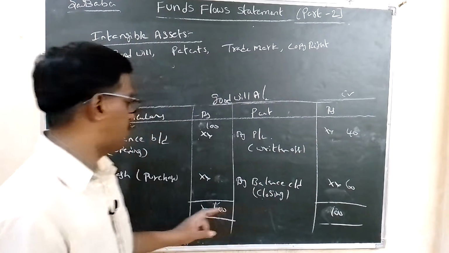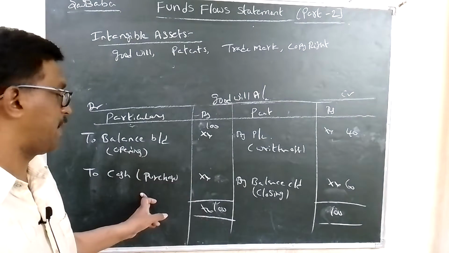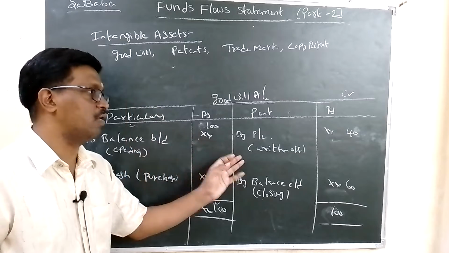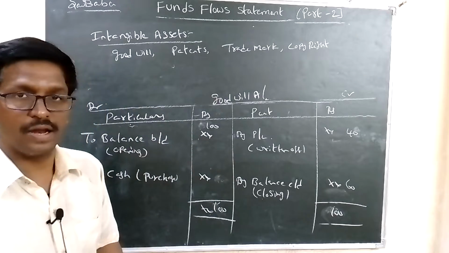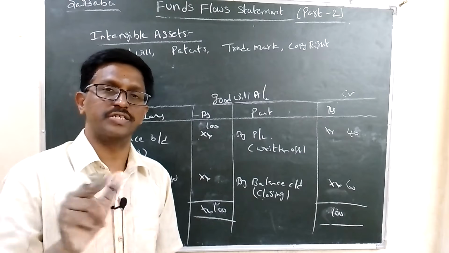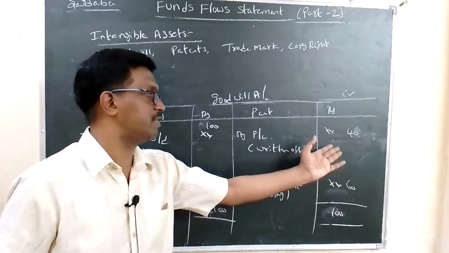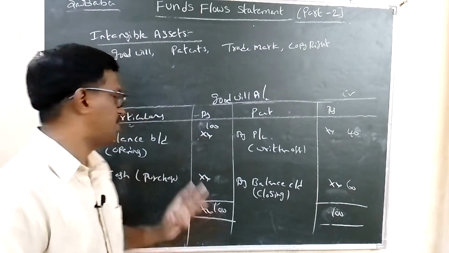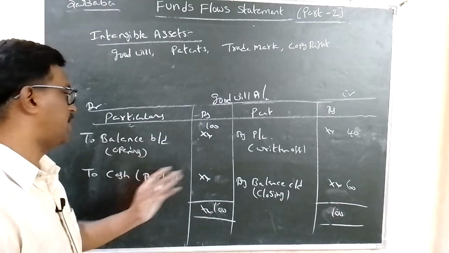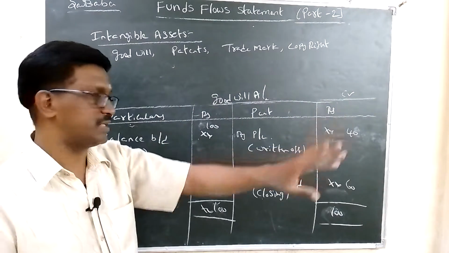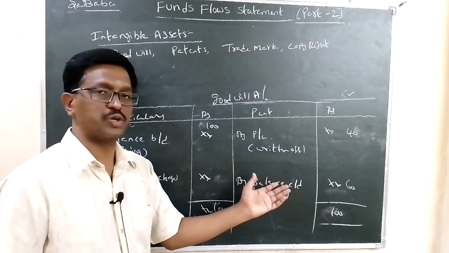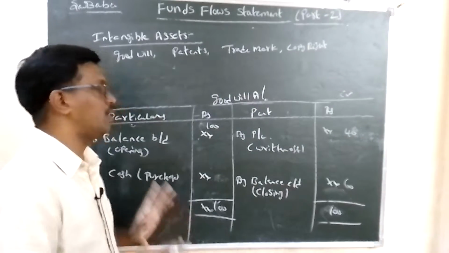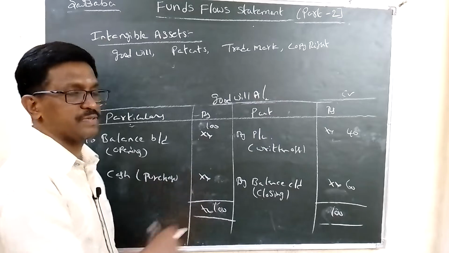The purchase amount will be shown in the funds flow statement on the application side, and the P&L amount will be shown on the debit side of the adjusted P&L account. P&L account items are all shown in the adjusted P&L account. If P&L is written on the credit side, it is transferred to the debit side of the adjusted profit and loss account. If cash is written on the debit side, it is shown in the application; if cash is written on the credit side, it is shown in the sources side.